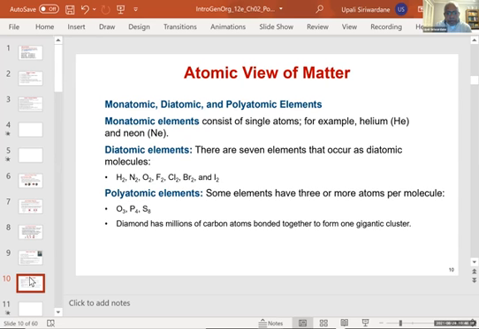Diamond is a group of millions of carbon atoms bonded to each other to form a gigantic cluster. Diamond is the hardest substance on Earth because they are bonded to each other strongly. The gems have network covalent bonds. That means the covalent bonds spread out throughout the space, throughout the crystal. They are harder material.